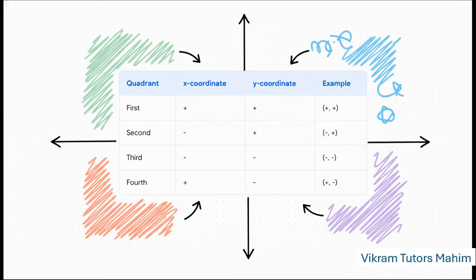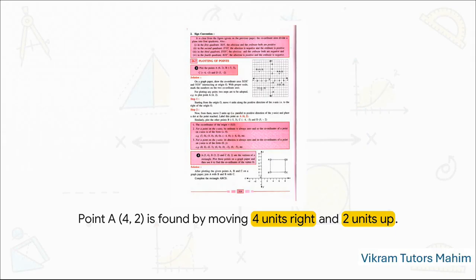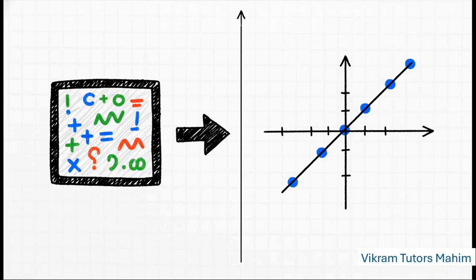and negative numbers. Plotting a point is just a simple 2-step move. You walk the x highway, then take the y elevator. And boom, here's how we find point A at (4, 2). 4 units right, 2 units up. So the cool part is, we can describe an entire line, not just one point, with a single equation.